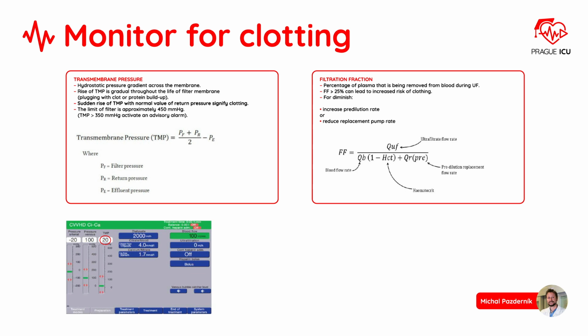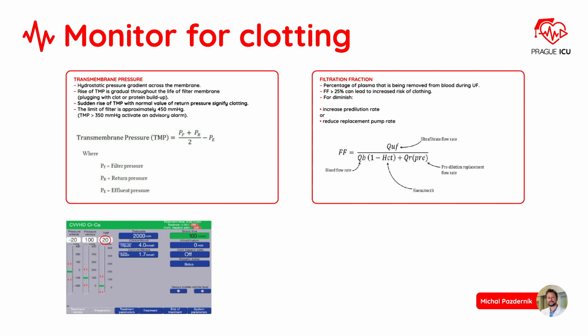Transmembrane pressure is the hydrostatic pressure gradient across the membrane. Rise of TMP is gradual throughout the life of a filter membrane. Sudden rise of TMP with normal value of return pressure signifies clotting. The limit of the filter is approximately 450 mmHg.